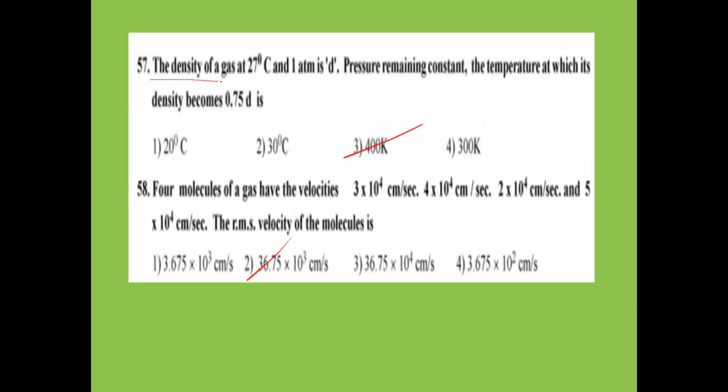The density of a gas at 27 degrees Celsius and 1 atm is given. So at T1 temperature and P1 pressure, D1 is given. Now pressure remaining constant means P1 is equal to P2. The temperature at which the density becomes 0.75, D2 is given here. So D1 is 1D, and D2 became 0.75D. So we have to calculate this.